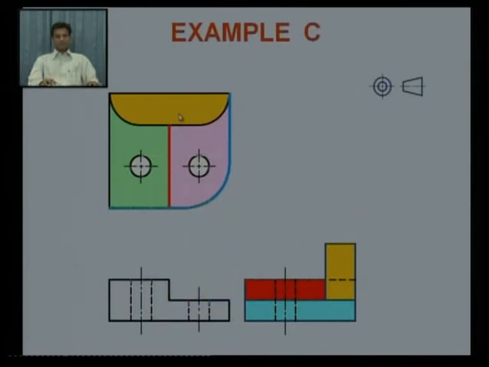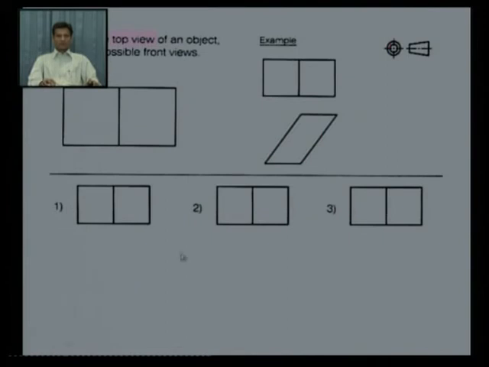Now think about this upper portion, the yellow colored portion, which is drawn over here. For that, it would be just a rectangle like this. We have drawn this portion, and this is the solution of this problem. I hope it's clear to you.